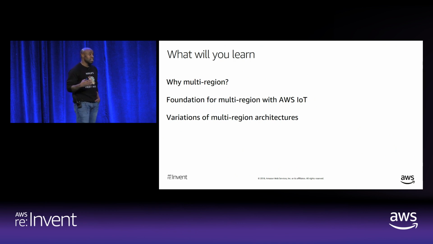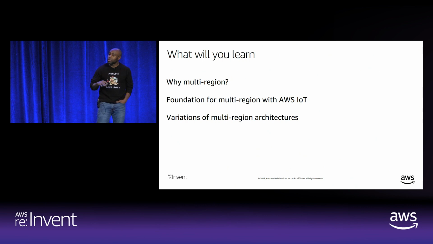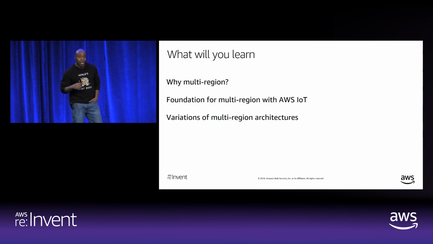Then we'll get into the foundations of going multi-region. There's certain things you have to do up front before you start deploying your devices across multiple regions in AWS. So we'll talk about those best practices next. Then we'll have the pleasure of having Analog Devices talk about their multi-region journey. And then we're going to get into a bunch of architectures for the different types of multi-region deployments.